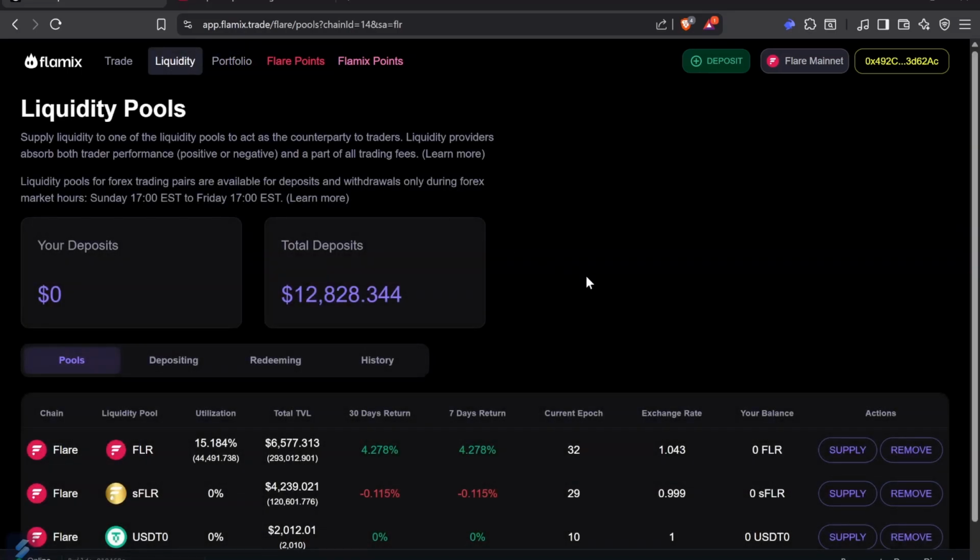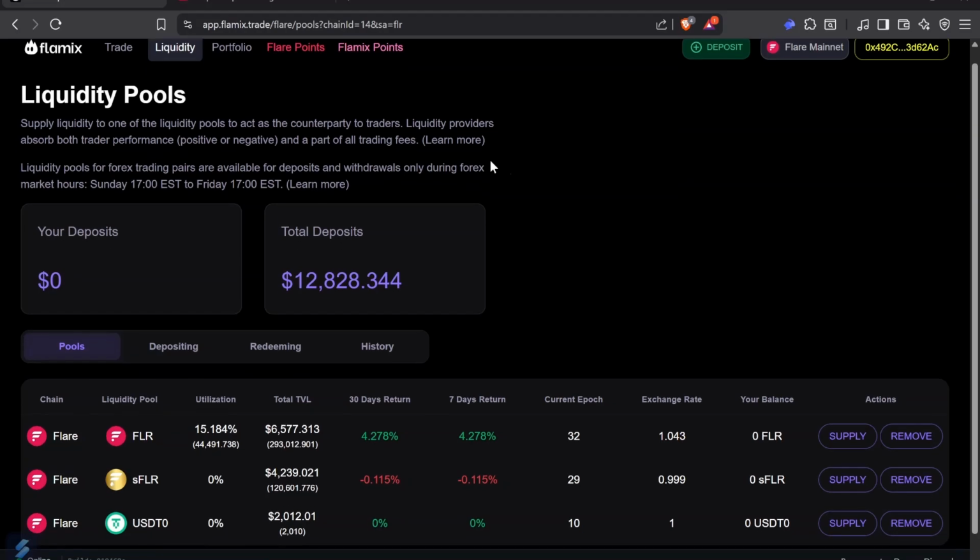So we're going to go to liquidity. And then here, this is a liquidity pool. So basically what happens is that you're the counterparty to traders, and then you absorb both the trader performance and you get part of the fees from trading. Let's see how this goes.